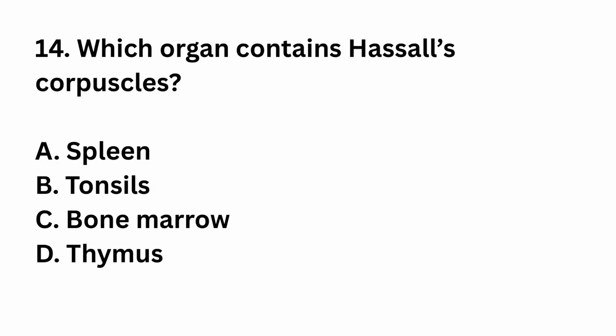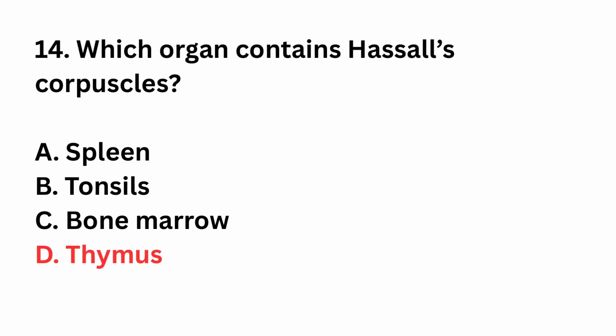Question number 14. Which organ contains Hassall's corpuscles? Spleen, tonsils, bone marrow, thymus. The right answer is option D, thymus. Hassall's corpuscles are found in the thymic medulla. They are involved in T cell maturation.